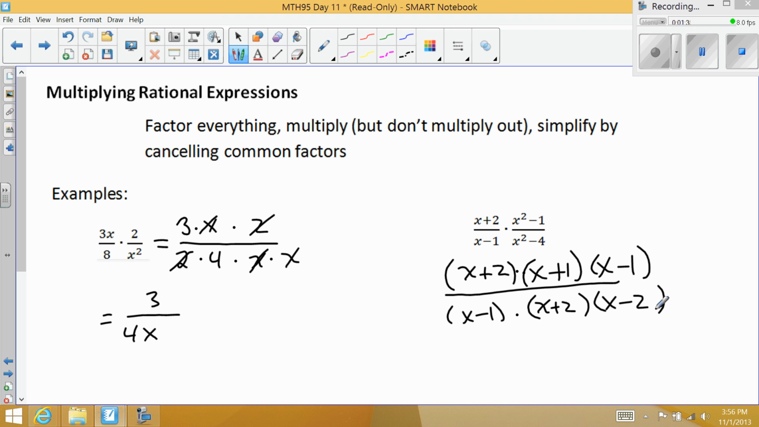And then we look for our common factors. So we have an x plus 2 in the numerator and another x plus 2 in the denominator. There's an x subtract 1 in the numerator and an x subtract 1 in the denominator, leaving us with the simplified expression x plus 1 over x subtract 2. That's not so bad, is it?